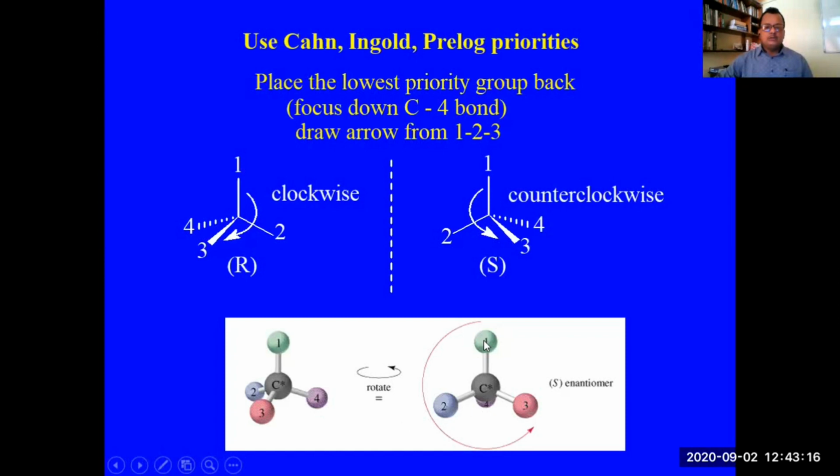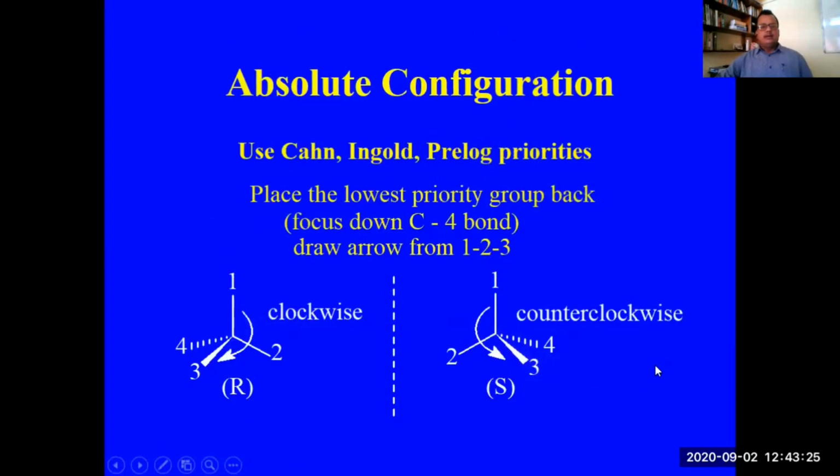Now you see the sequence 1, 2, 3. 4 is away from you. It is anti-clockwise, so it is S. Here, they are using a similar thing. The lowest priority is away from you, and the sequence 1, 2, 3 is anti-clockwise or counterclockwise. So it is assigned configuration S.